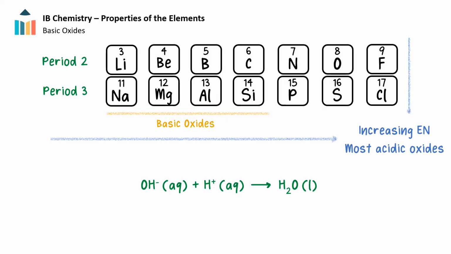The pH of a solution is a measure of the hydrogen ion concentration. A small concentration gives a high pH. Basic oxides produce solutions with a high pH because they react with water to produce hydroxide ions. These hydroxide ions react with hydrogen ions to increase the pH.